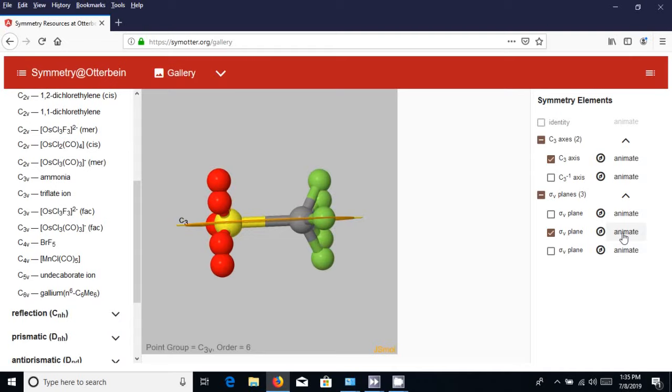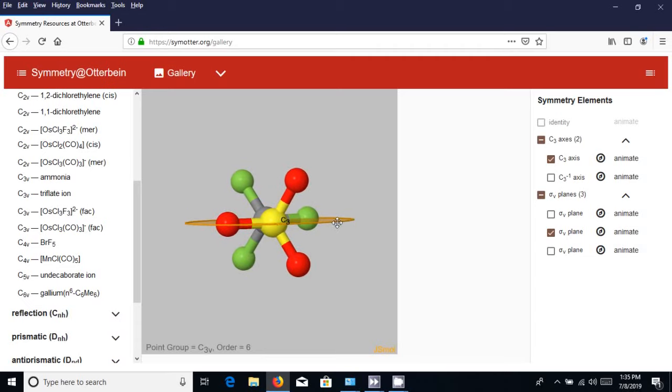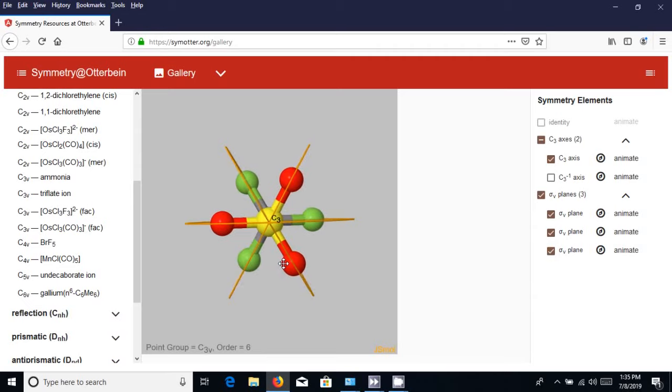Fine. Similarly, this molecule has the third plane also, but due to the time constraint, I am not animating all this. You can go through the website and learn the things. So this is your second plane, which is bisecting in that manner. This is the third plane, which is bisecting in this manner. So guys, the very important point, see, C3 and vertical planes are there. So the point group of this triflate ion is C3V.